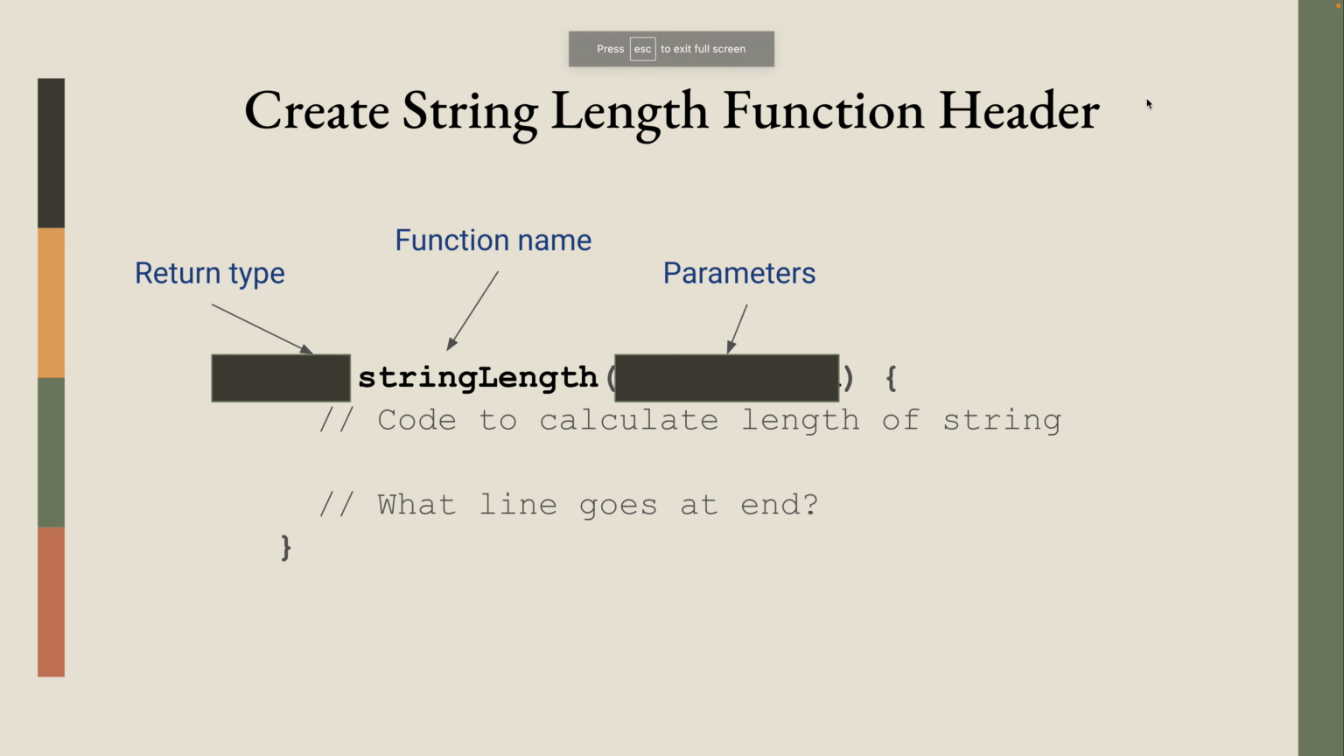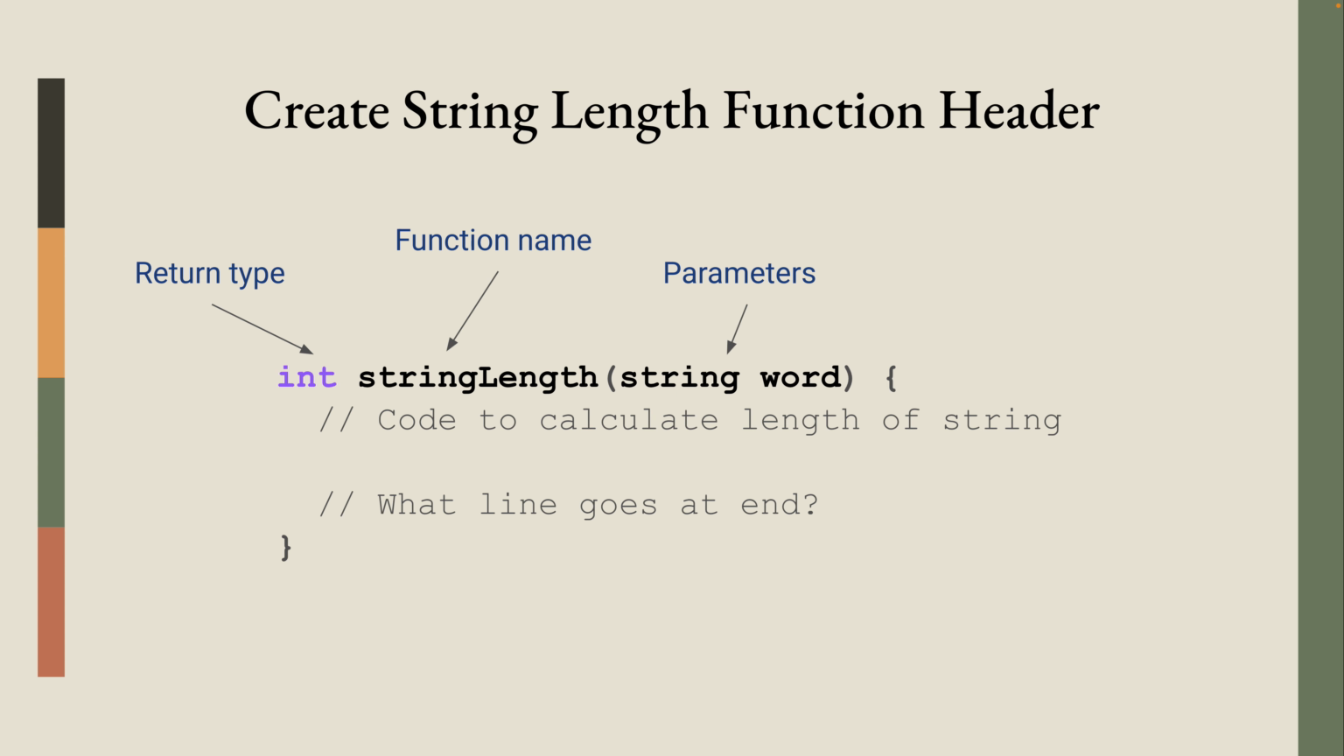Okay, let's just do one more example. So for the string length function, in this case, we get a string from the user, we calculate the length, and then we want to return the length of the string. So what is the data type of the return value? Int. Cool. I'll let everyone think about this next one for a sec before I get the answer. What is the parameter data type that we want? Yeah, so in this case, we'll ask the user for a string, and you can name it whatever you want. I called it word. You could have called it something else. We calculate the length, and then what line goes at the end of the code?